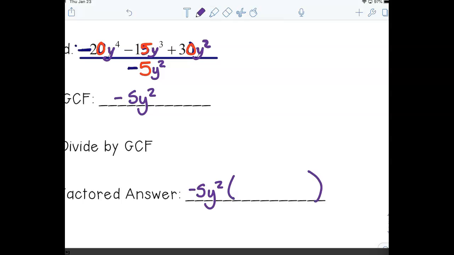When I do that, my negative divides by my negative and makes a positive. My 20 divides by my 5 and makes a 4. My y to the 4th divides by my y squared, which means I really just cancel them, and I get y to the 2nd.